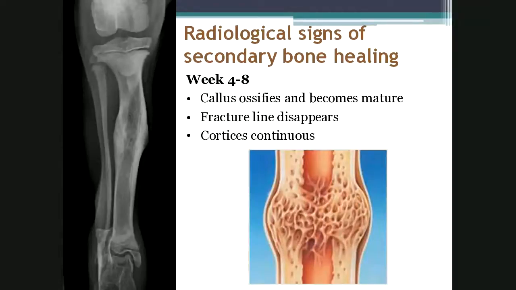Between 4 to 8 weeks, the callus ossifies and becomes mature. So in this example, most of the callus that is bridging the fracture line here is a similar opacity to the cortical bone, with a few regions that are slightly less opaque. The fracture line has disappeared and the cortices are continuous. It's important to remember that one always needs to take 2 orthogonal views to confirm this.